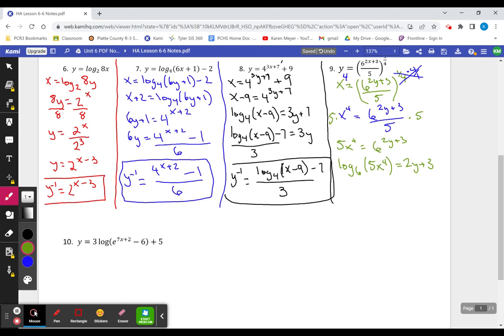Then we just want to get y by itself. So to get rid of the plus 3, I'm going to subtract it over. And then to get rid of the 2 in front, I'm going to divide it away. So my inverse answer is log base 6 of 5x to the 4th, minus 3, all over 2.